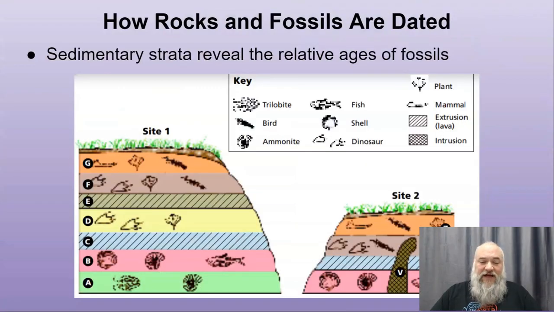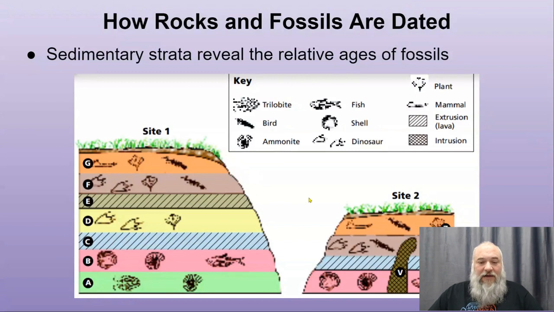How do we date these fossils? Well, as you dig down through the strata, the lower layers were formed earlier and these ones were formed more recently. So the deeper you go, you're getting older. So relatively older as we dig down. We know these ones are older than these ones. Okay.